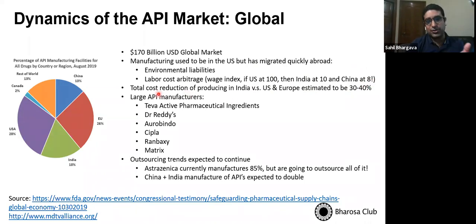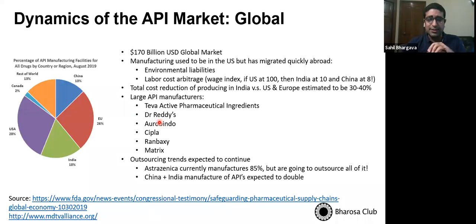There are a lot of companies, the largest API manufacturers are listed here. So you'll notice that Divis is not on the list. And you'll notice that some of these are not even Indian companies, right? A lot are Indian companies, but you have Teva Active Pharmaceutical Ingredients, which is an Israeli company. So this is a global market by all stretches. And there are several Indian players like Dr. Reddy's and Aurobindo, Cipla, et cetera, that are rooted in India. So India is a significant producer.